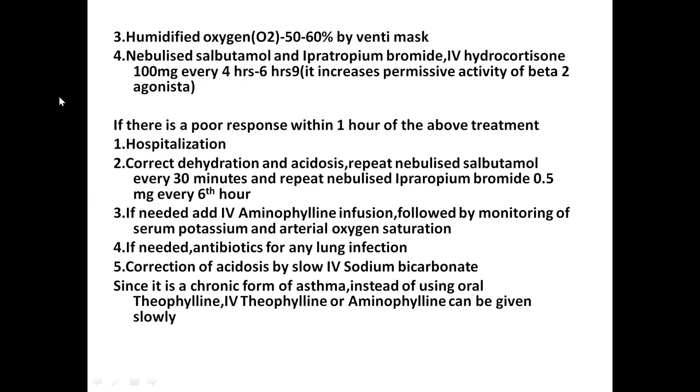Since it is a severe form of asthma, instead of giving oral theophylline, we can give intravenous theophylline or aminophylline, which can be given slowly. This is the treatment part of the acute bronchial asthma. First, we have to maintain oxygen, correct the dehydration. Then we have to give salbutamol, ipratropium bromide, and intravenous hydrocortisone. If the patient has not responded with this, then we have to hospitalize the patient. Then again, correct the dehydration, acidosis, and add the intravenous aminophylline infusion. Okay, that is the treatment of bronchial asthma.